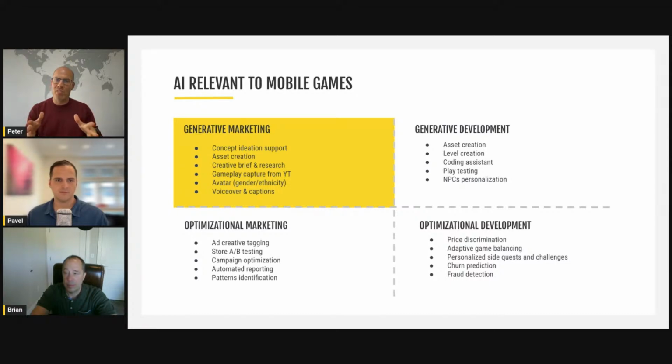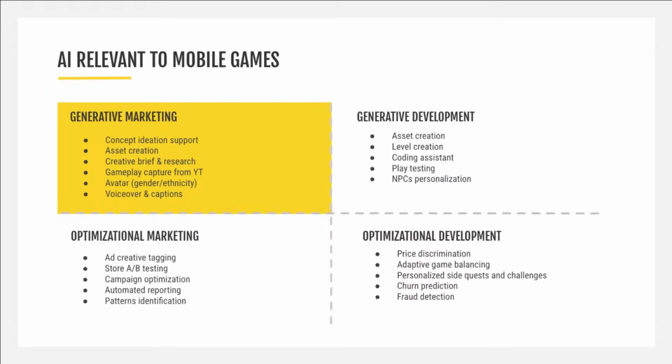So we will be focusing on generative marketing because that's the biggest expertise of mine and Brian, who led a similar agency years ago. But you can also use AI for optimizing marketing efforts through ad creative testing or optimizing A/B tests in stores. Also identify patterns in creatives. So there's the marketing side. And on the development side, you can use it to create NPC characters and their conversations with the player. And as well, to optimize pricing or game balancing to be very customized and dynamic. But even to avoid fraud and things that are quite difficult to do with the classic algorithms.